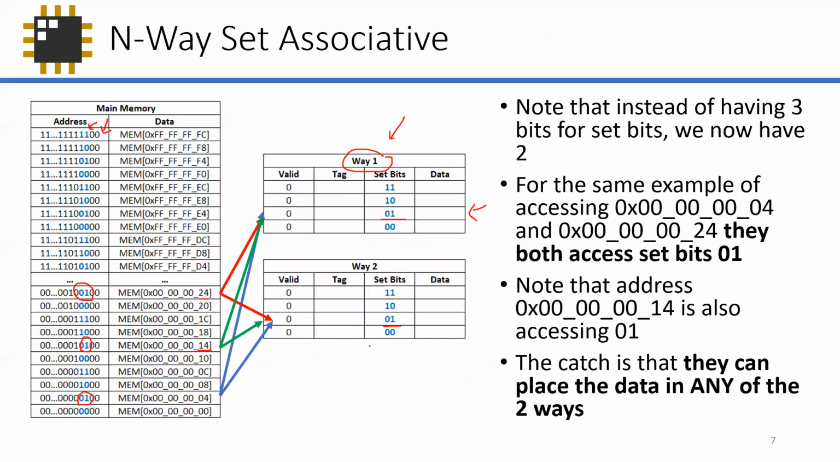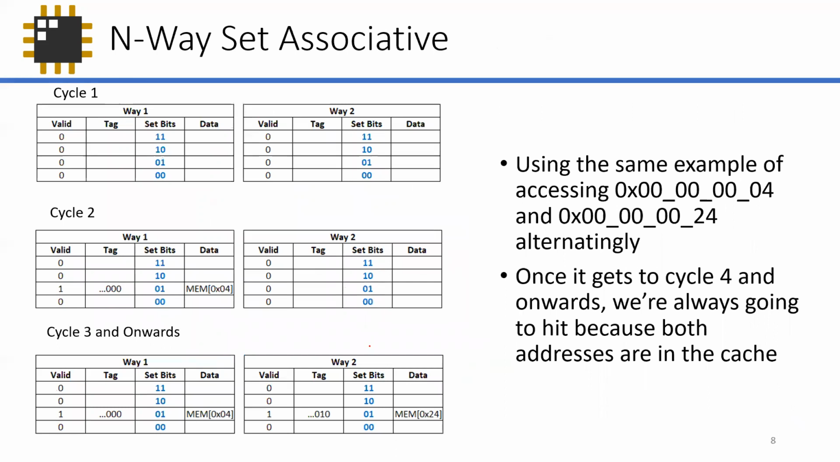Now, if we're gonna go back here, and I'm gonna show you a better example, this one, we won't be having several misses. Instead, what's gonna happen is that we'll be able to access both. Now look at this. Say we're gonna use the same 0, 4, 2, 4, and then I'm gonna access 0, 4 again. Right. So in cycle one, nothing's written. I need to access 0, 4.